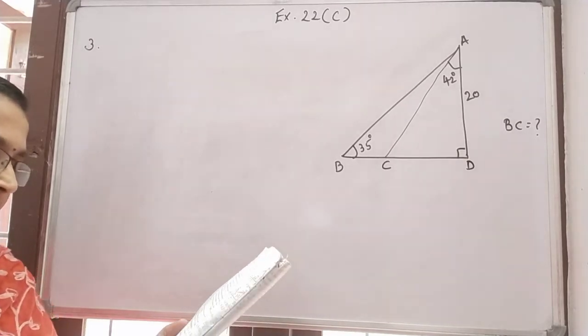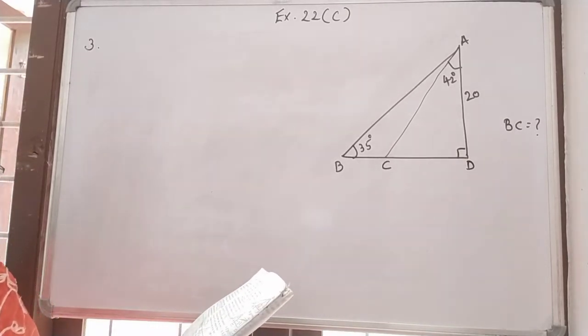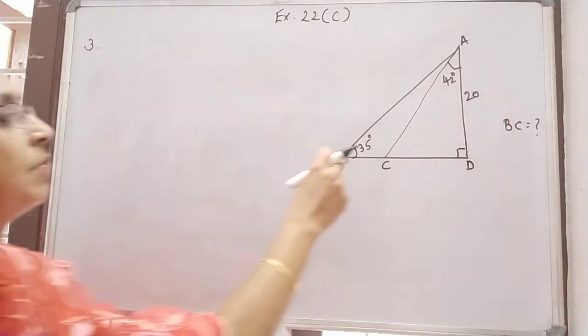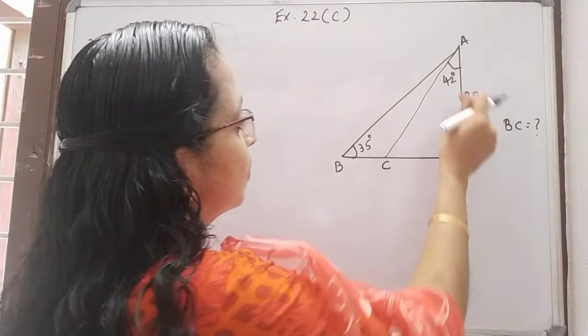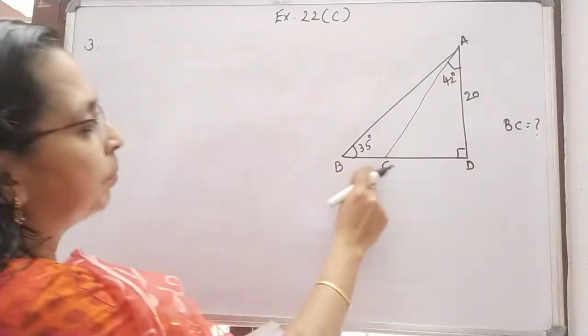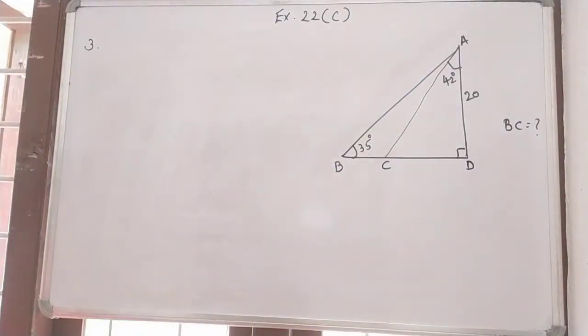So question number 3. Calculate BC. In the figure, AD is given as 20. Angle B is given as 35 degrees, and this angle A is 42 degrees. We have to find out BC. So how can we find BC? AD is given as 20.